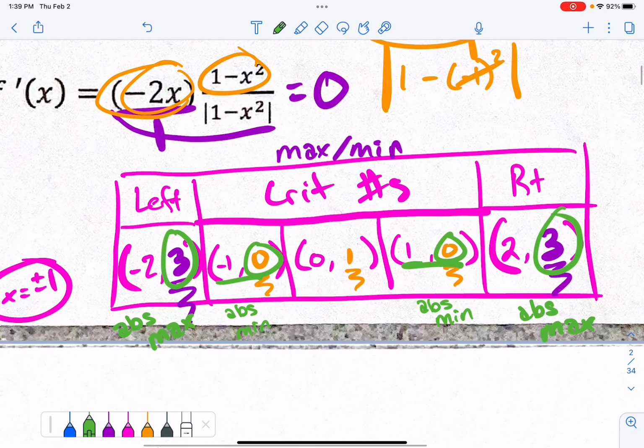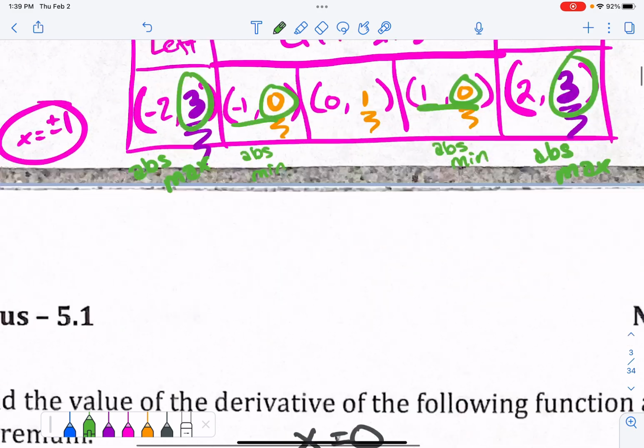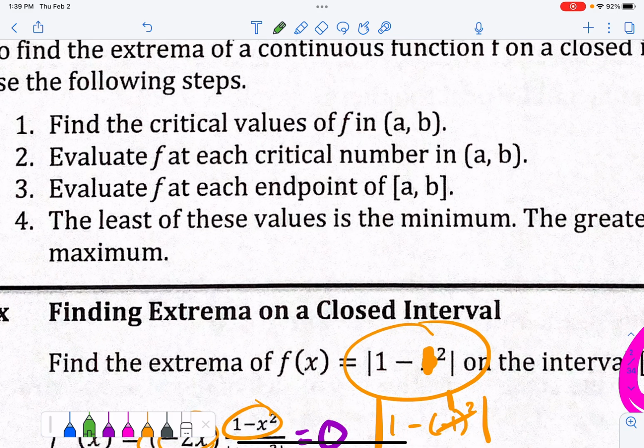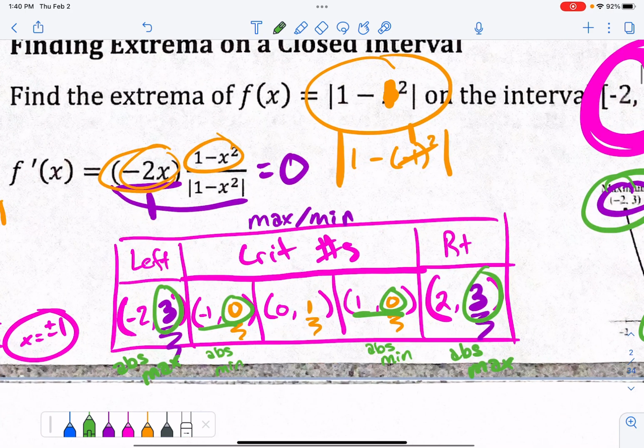When it says find the absolute extrema of the function, that's like number 4. But when it just says find the critical numbers, you don't have to plug them back in and figure out which ones are high and low. You're just trying to set the derivative equal to 0.